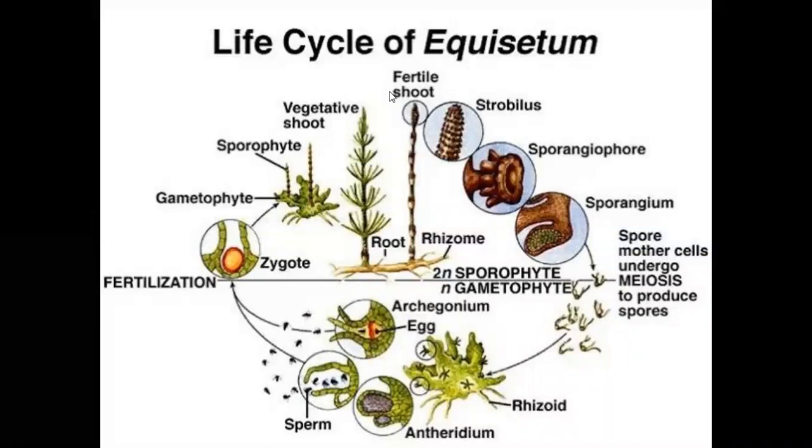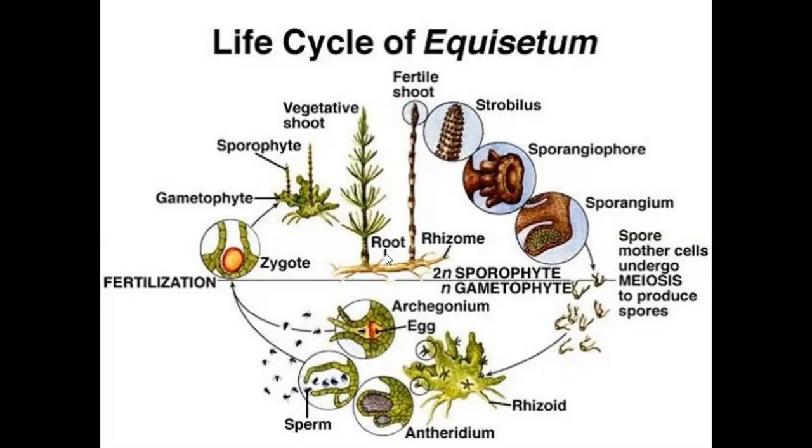Life cycle of Equisetum. Equisetum plant belongs to Pteridophyta. It shows mainly two major phases: the diploid sporophyte and the haploid gametophyte. Of these two stages, the diploid sporophyte is well developed.